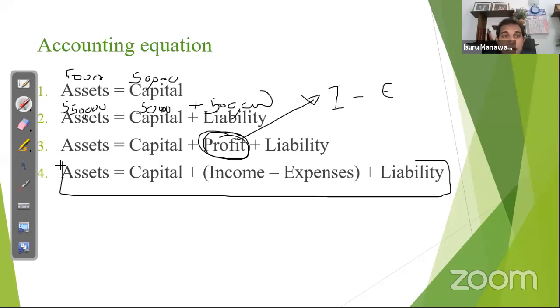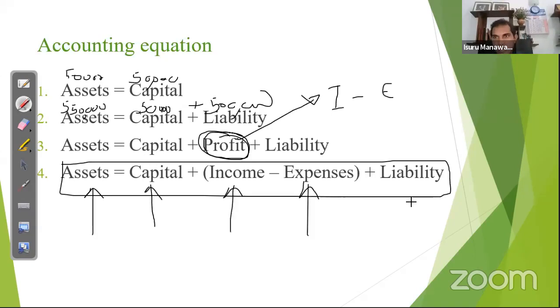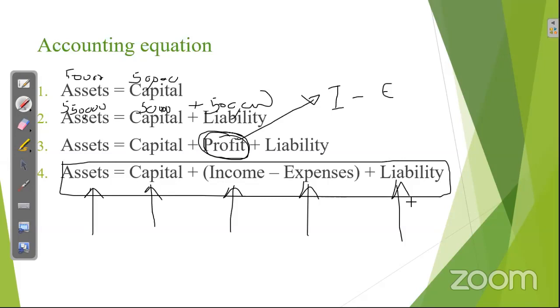Now here you can see five words: asset, capital, income, expense, and liability. There are five words, right? So already you know the examples for these words. You know what asset is. What are the examples of asset? You know what capital is, right? Then income. You know examples for income. What are the examples for income? For reminding purposes, what are the examples?